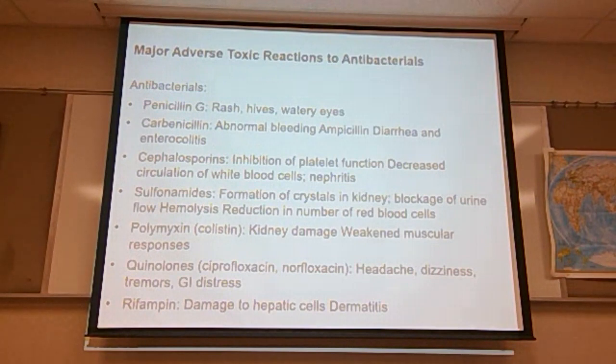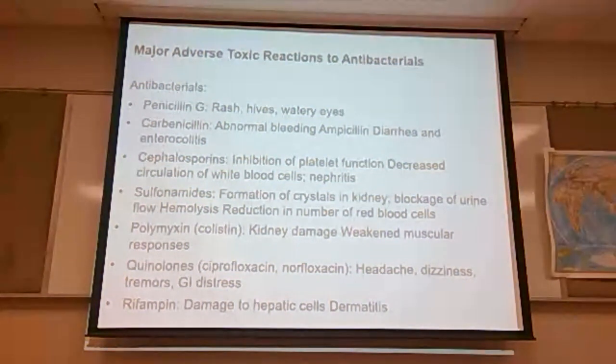Antibacterials, penicillin, rash, hives, watery eyes; carbenicillin, abnormal bleeding; ampicillin, diarrhea and enterocolitis. Actually, that ampicillin should be down here with another bullet point. Yeah, good. Cephalosporin can inhibit platelet function, decrease circulation of white blood cells, and nephritis.